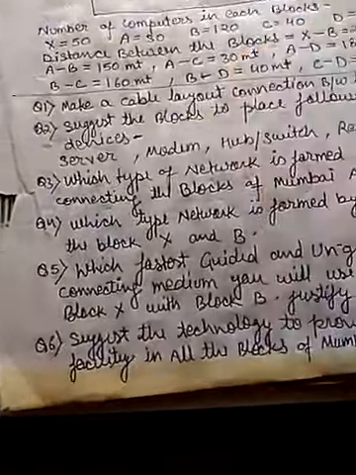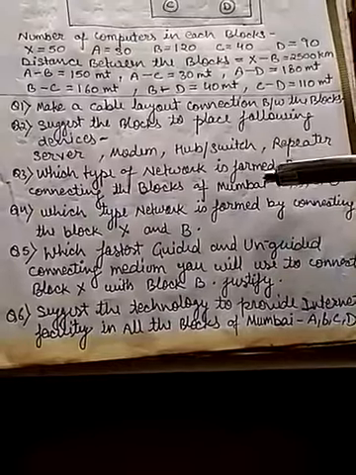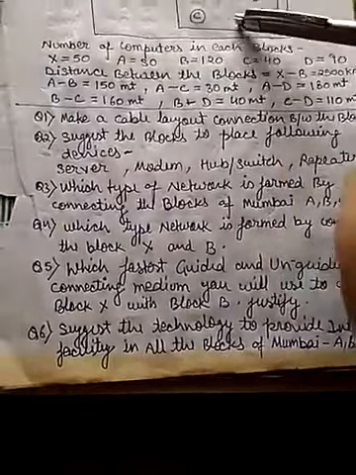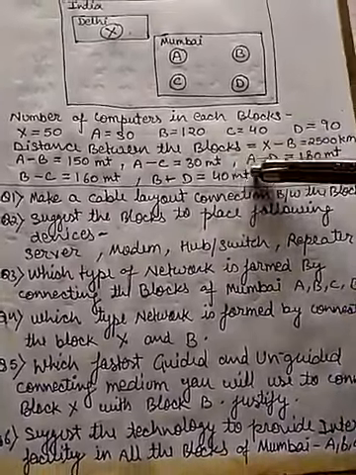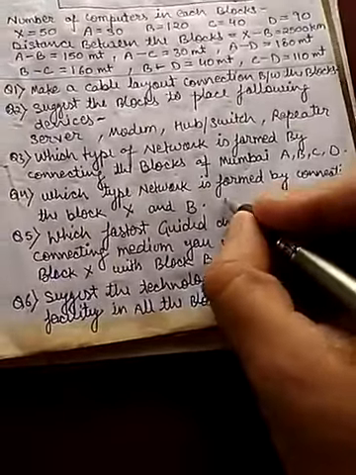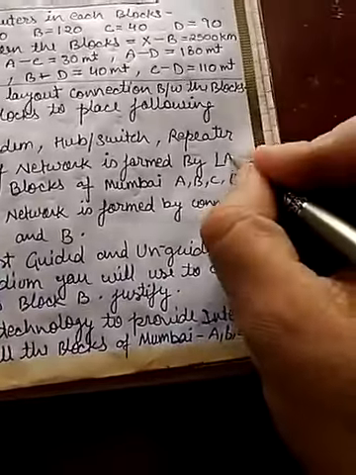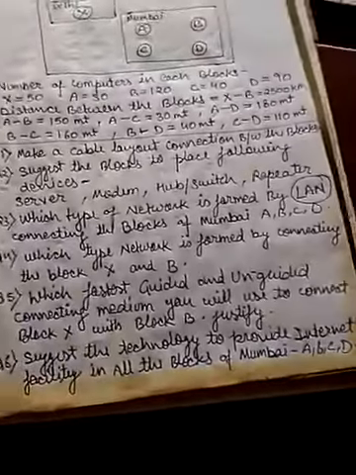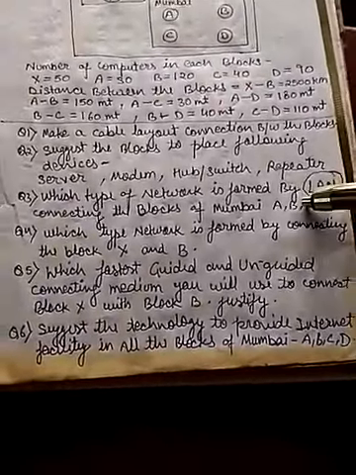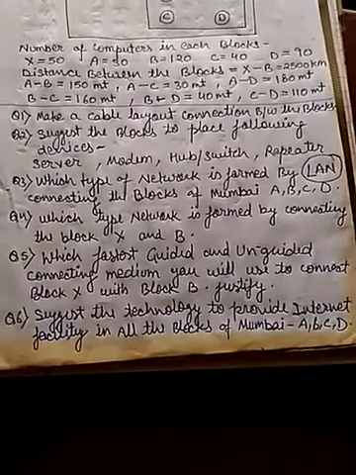Now the third question: which type of network is formed by the blocks of Mumbai? So all the blocks of Mumbai are within a distance of 100 meter like this, so it is forming a LAN, local area network. The network formed by connecting the blocks of Mumbai A, B, C, D is a local area network.